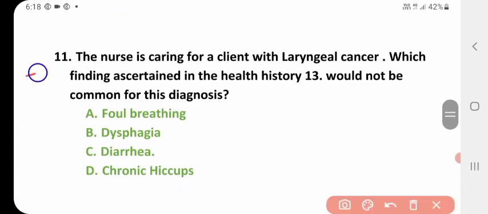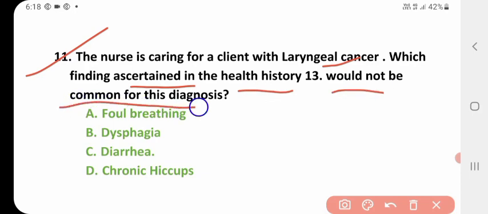Next, 11th. The nurse is caring for a client with laryngeal cancer. Which finding in the health history would not be common for this diagnosis? Foul breathing, dysphagia, diarrhea, chronic hiccups. So option C, diarrhea.